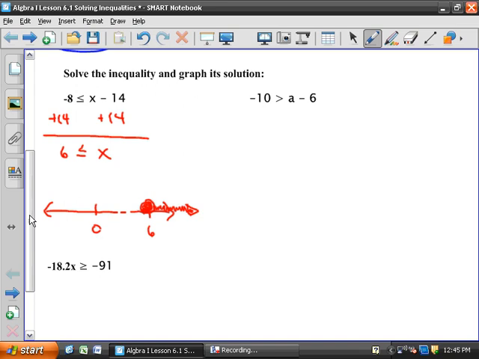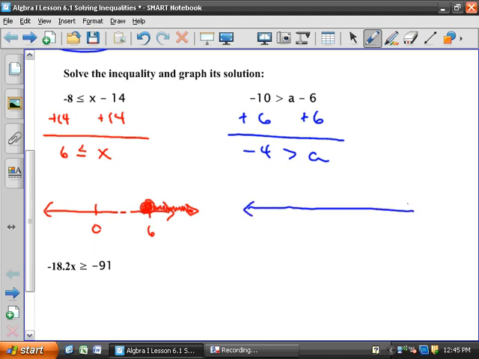The next problem says negative 10 is greater than a minus 6. It shouldn't surprise you that I'm going to add 6 to both sides of this inequality. And when I do, I'll have negative 4 is greater than a, or I could read that as a is less than negative 4. It doesn't matter. This number line represents the a-axis. I want to know where 0 is. Negative 4 would be to the left of 0. This time, when I circle my boundary, I don't shade it in because a cannot equal negative 4. It has to be less than negative 4. What kind of numbers are less than negative 4? Well, they exist this way.